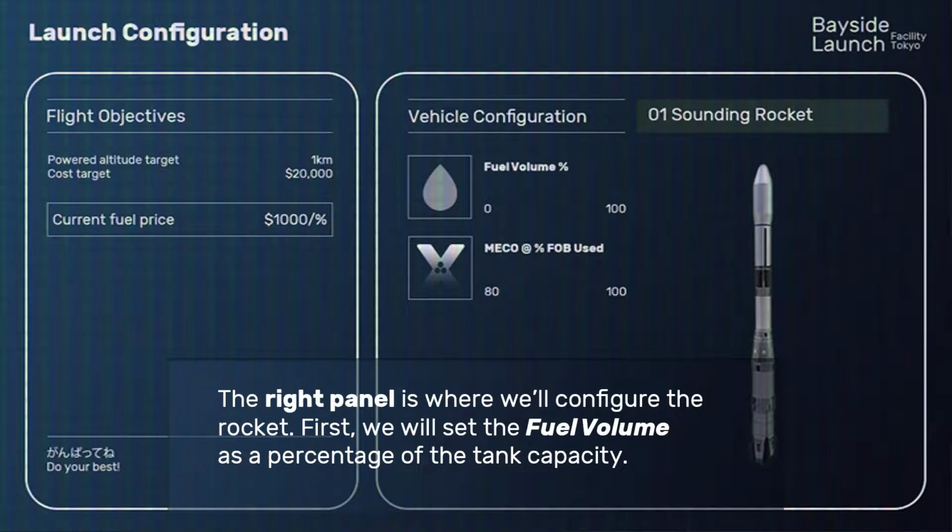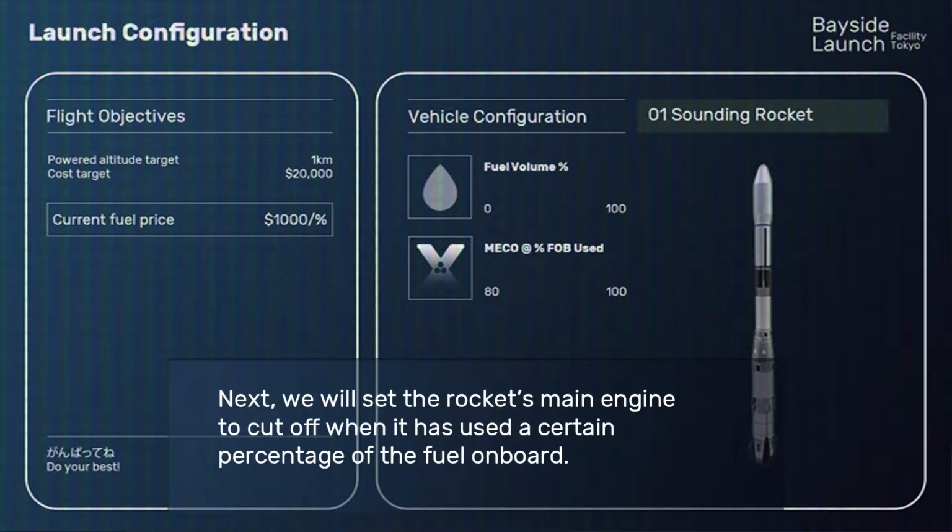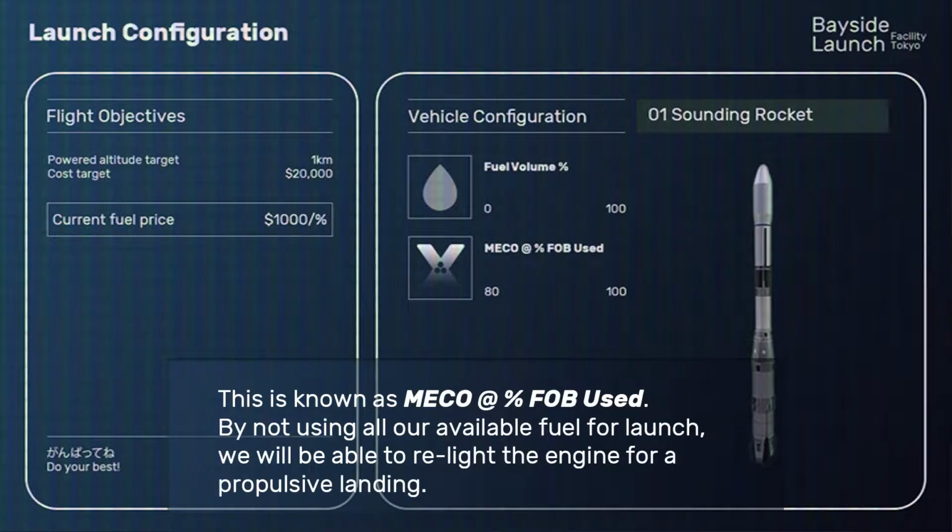The right panel is where we'll configure the rocket. First, we will set the fuel volume as a percentage of the tank capacity. Next, we will set the rocket's main engine to cut off when it has used a certain percentage of the fuel on board. This is known as MECO at percentage of fuel on board used. By not using all our available fuel for launch, we will be able to relight the engine for a propulsive landing.